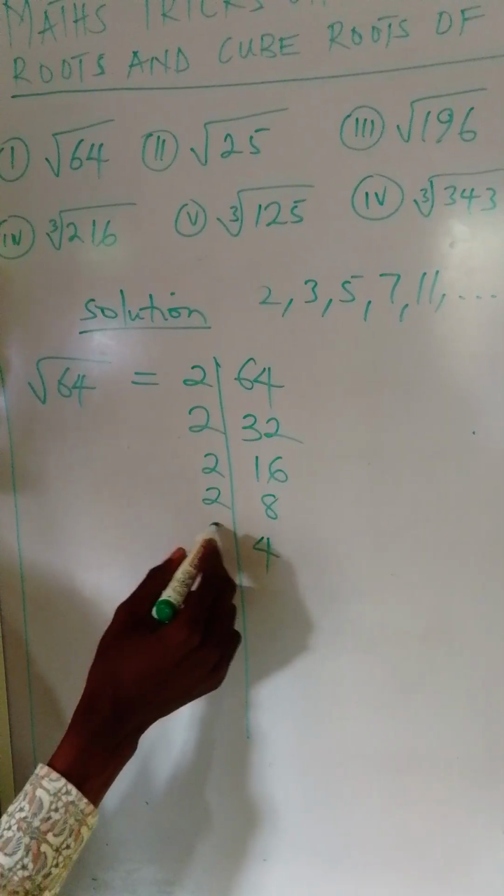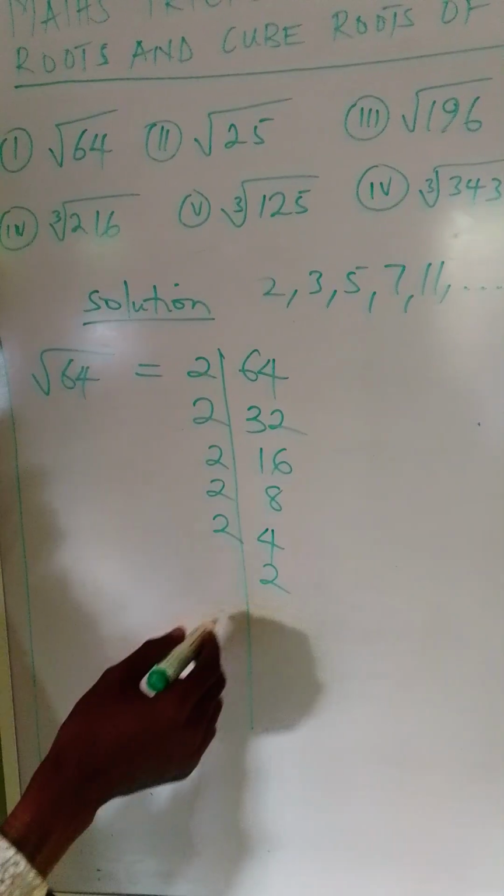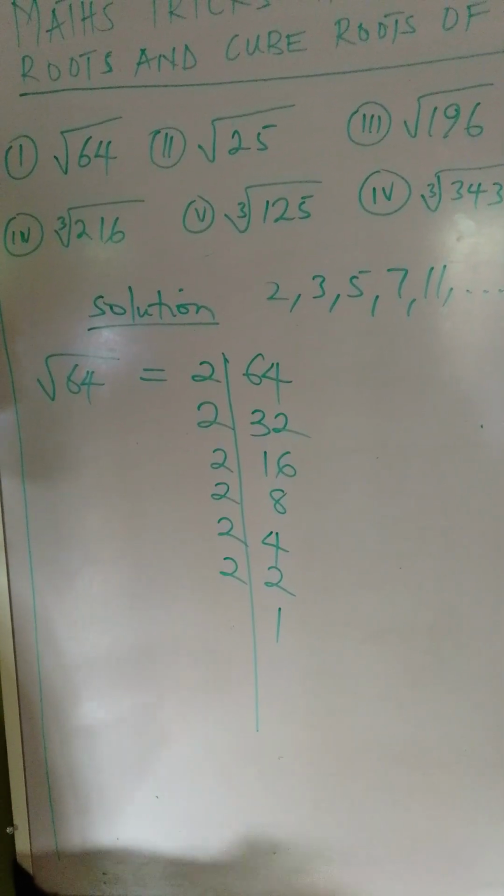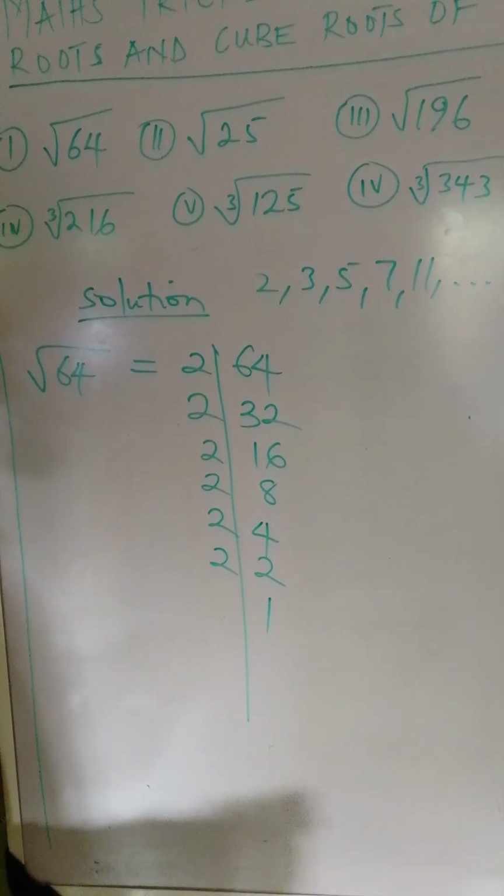Then can 2 divide again? Yes, 2 divided into 4 is 2. Can 2 divide again? Yes, 2 divided into 2 is 1. So you continue dividing until 1 is reached or until the remainder is 1.